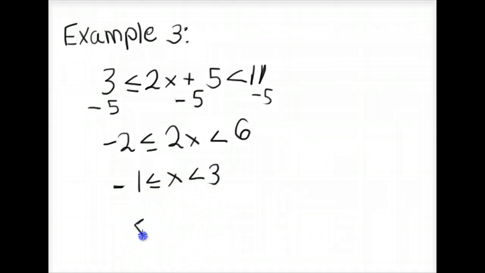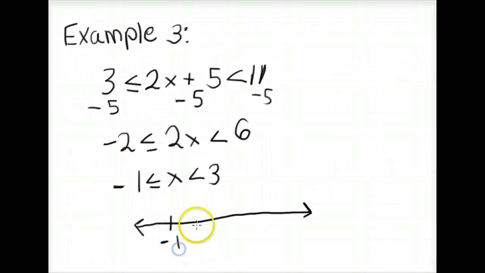Now graphing that, if we were showing, this would be -1, this would be 0, and this would be 3. So we would put a closed circle at -1 because that is less than or equal, and an open circle at 3 because that was just less than, and we would connect these.